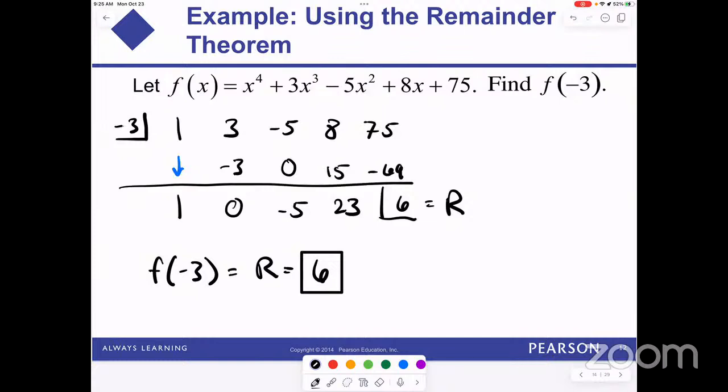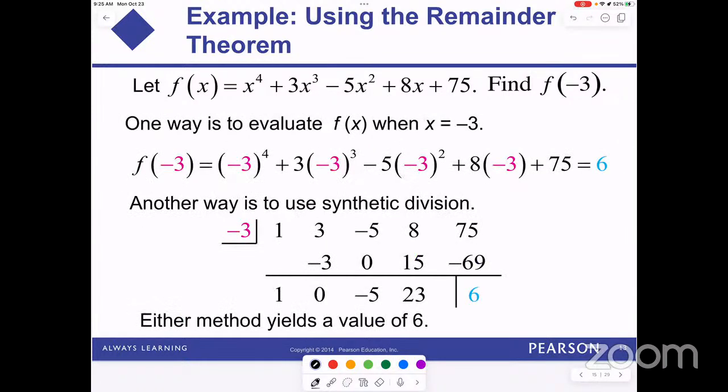Anyway, okay, let's keep going. So we're saying that f of negative 3 is 6. Again, we could use our calculator to check. I'm just going to use my prepared notes.